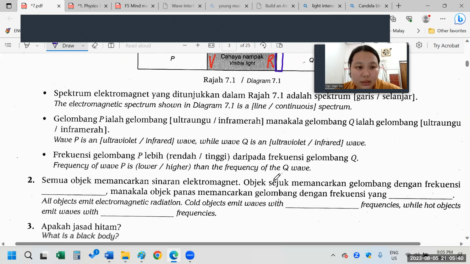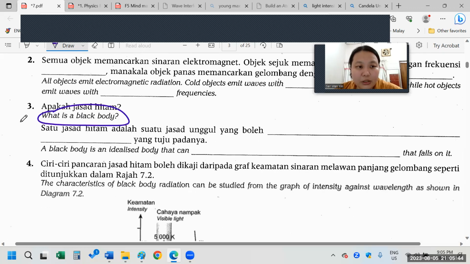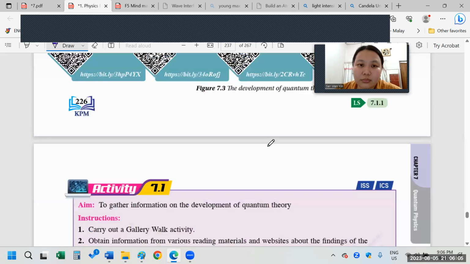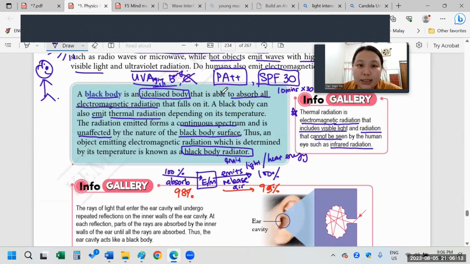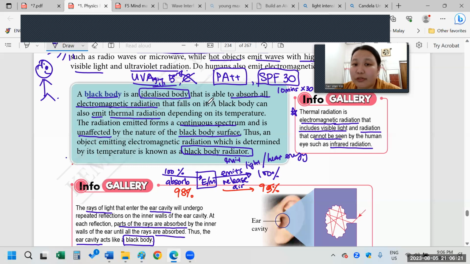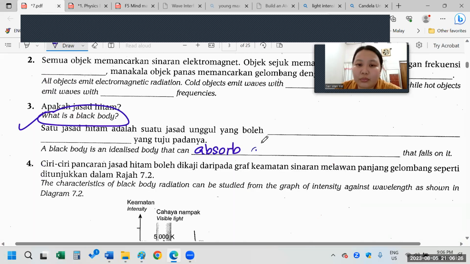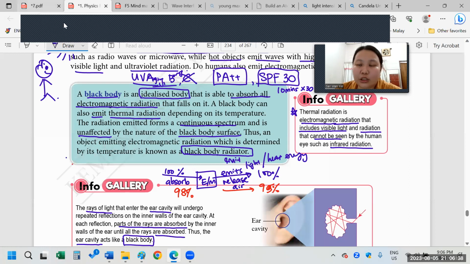Okay, so you all answer this. Number 3: a black body is an idealized body that can absorb all EM waves, all electromagnetic radiation that falls on it.